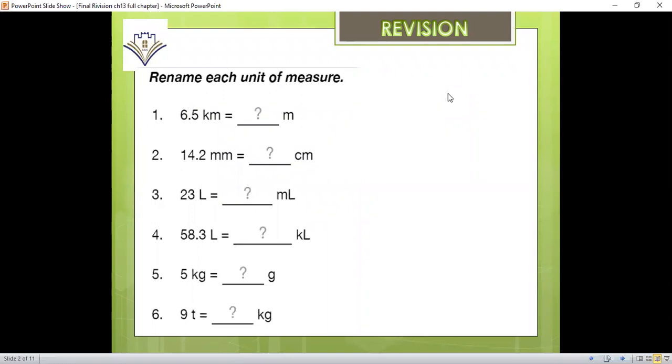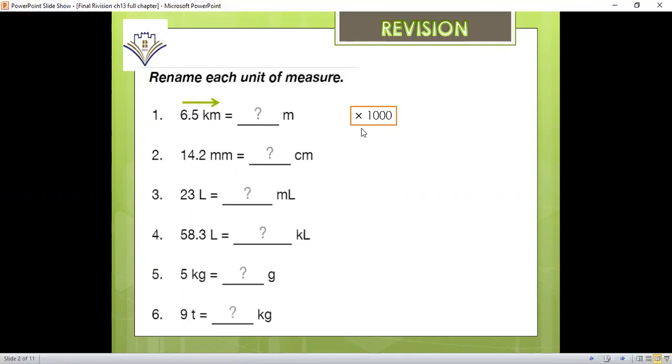In the first slide, rename each unit of measure. Number 1: 6.5 kilometers equals dots meters. We need here to rename larger unit as smaller unit. Then we should multiply it by what? 1000. When multiplied by 1000, we will move the decimal point to the right.